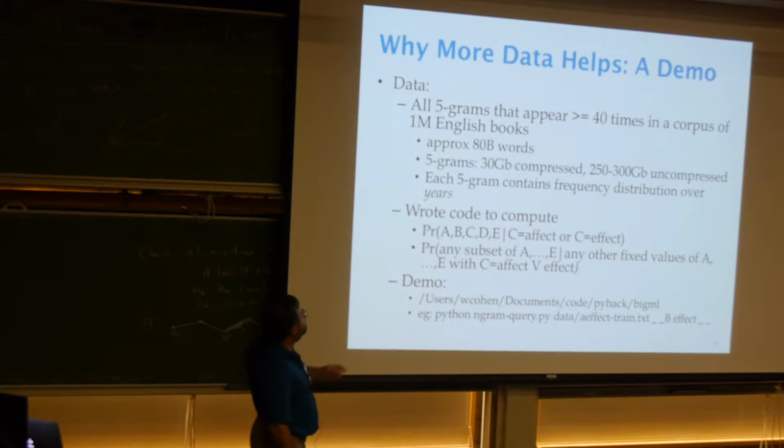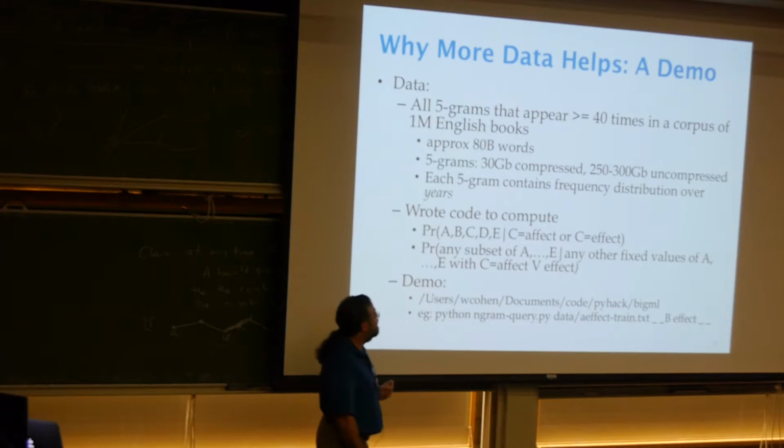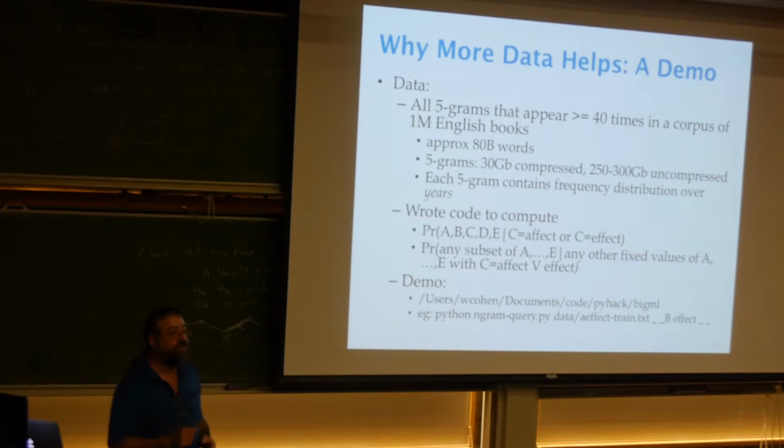Okay. And I gave you guys a little demo, okay? I basically showed a program where we looked at finding the probability of any 5 tuple of words appearing in some large corpus, given that the middle word was either affect or effect. So I didn't tell you where that data came from Tuesday. I'll tell you today. It came from Google Ngrams. Okay, so that's basically all the 5 grams that appeared at least 40 times in a corpus of about 1 million English language books. Okay, so it's about 80 billion words, about 30 gigabytes compressed. If you uncompress it, it's like a quarter terabyte or something like that. So it's a decently large corpus, okay?